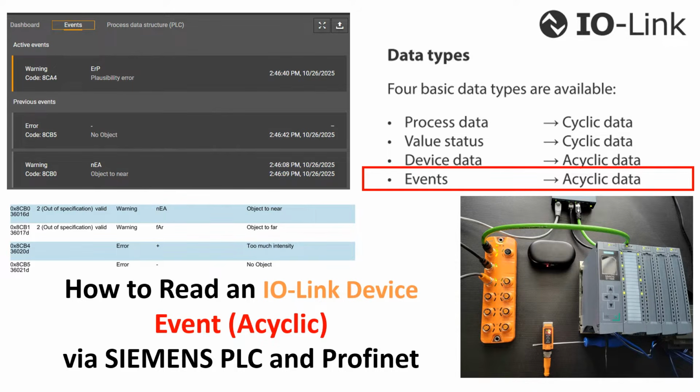Hello everyone, in this video I'd like to discuss how we can read one IO-Link device's event information. This is acyclic communication via a Siemens PLC and PROFINET communication.